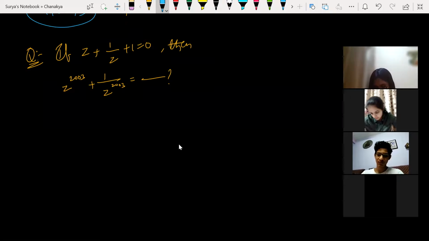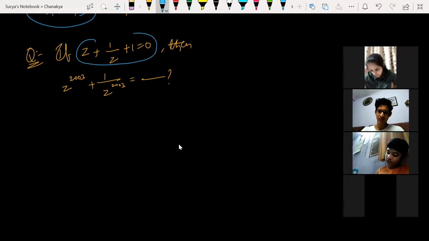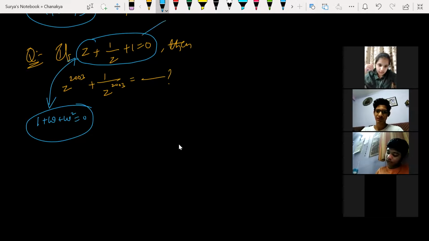Solve this. See guys, look at this here. From the given equation, how can I make it out? So I know the property: 1 plus omega square is equal to 0. How can I make the given equation in the form of this one? Solve that. Make it fast. Let's see who's going to give the first answer. Let us see. Make it fast. Solve it quickly.